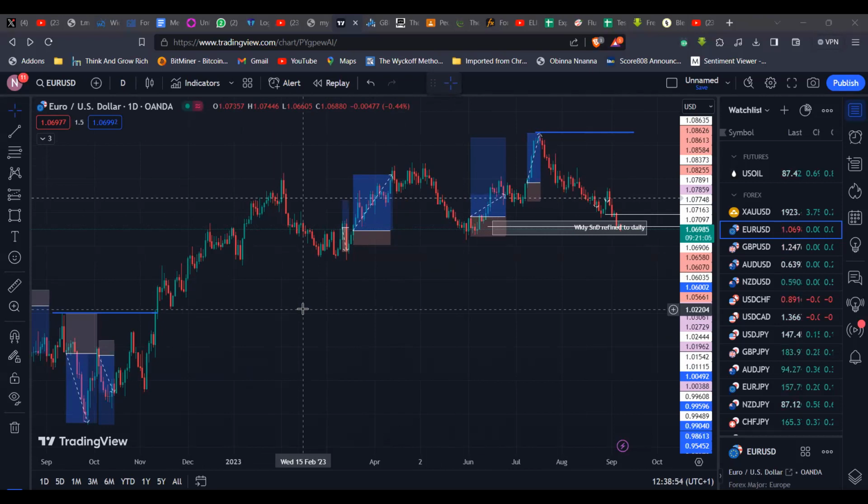So, for instance, now in Euro USD, at where price is now, I want to see price go up. That's my analysis. But I'm not buying. Notice, I want to see price go up, but I'm not buying. I want to confirm that price. I want to see that price is now going up before I actually get involved buying.